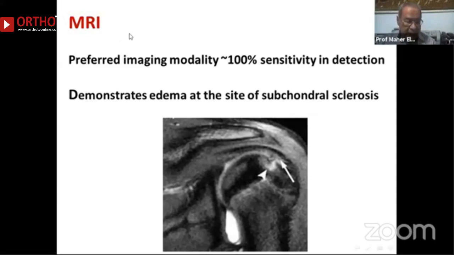In the MRI, for detection of early or subclinical AVN, it is the preferred imaging modality, with 100% sensitivity in detection, and demonstrates edema at the site of the subchondral sclerosis, like here.